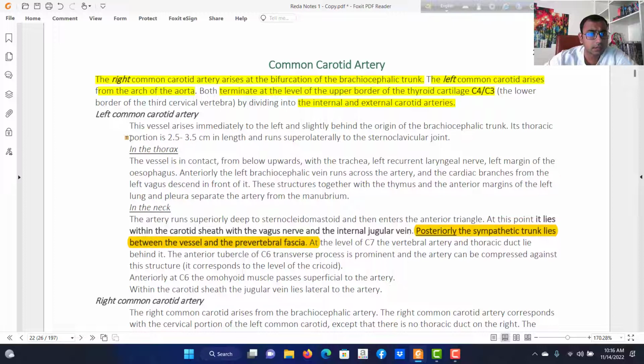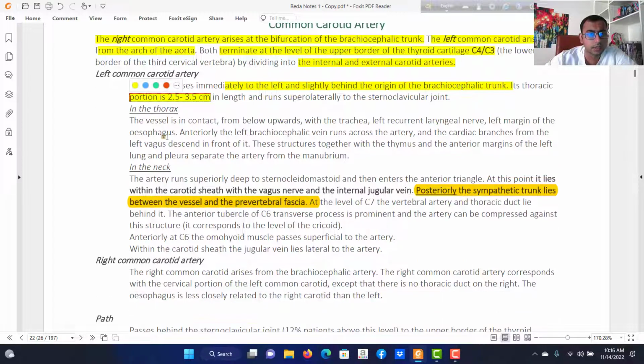The left common carotid artery arises immediately to the left and slightly behind the origin of the trunk. The thoracic portion is 2.5 to 3.5 centimeters, and the vessel is in contact from below upwards with the trachea, left laryngeal nerve, and the left margin of the esophagus.